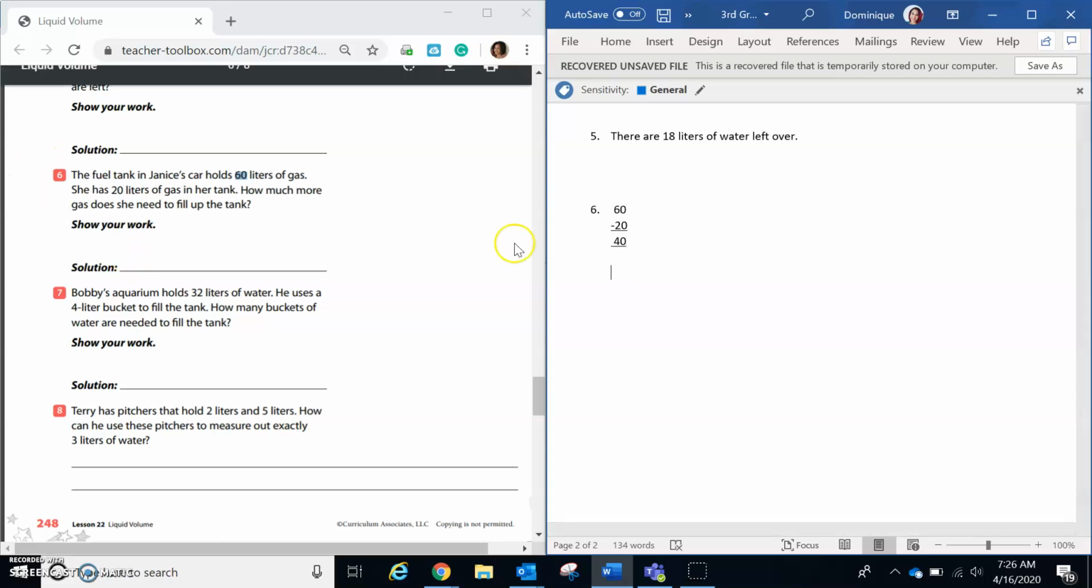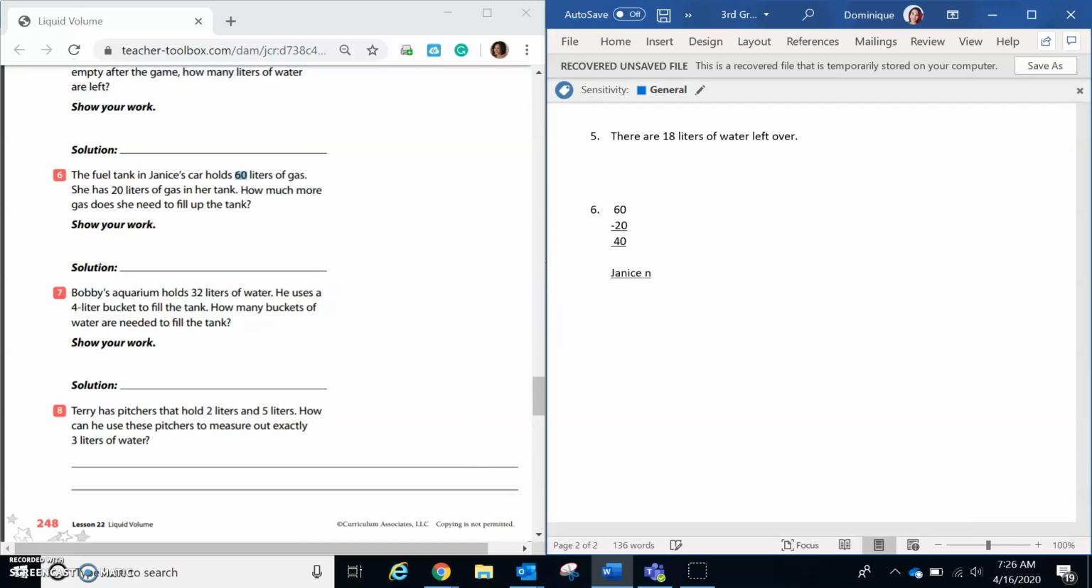And on our solution, Janice needs 40 more liters to fill up her tank.